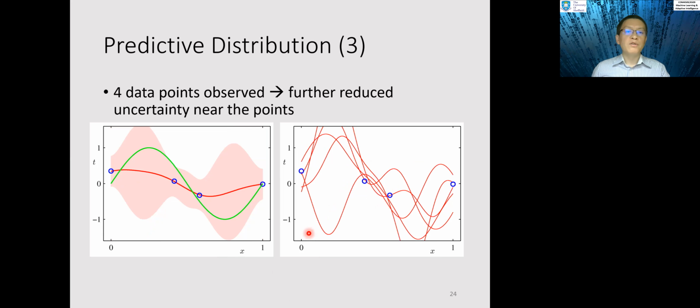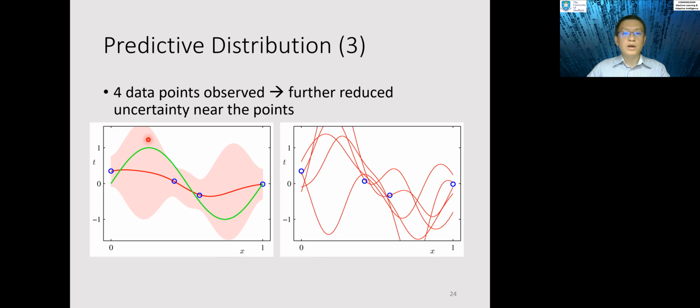And when we have 4 data points observed, the output distribution becomes further reduced in terms of uncertainty. That is a variation. So now we have 4 data points, 1, 2, 3, 4 observed. So we can see near the data points, the uncertainty is significantly reduced because now the data points cover the range from 0 to 1.